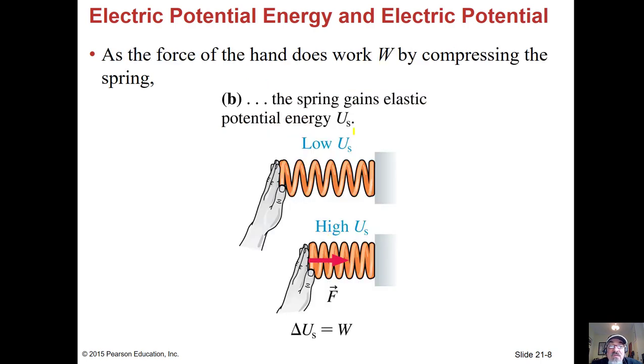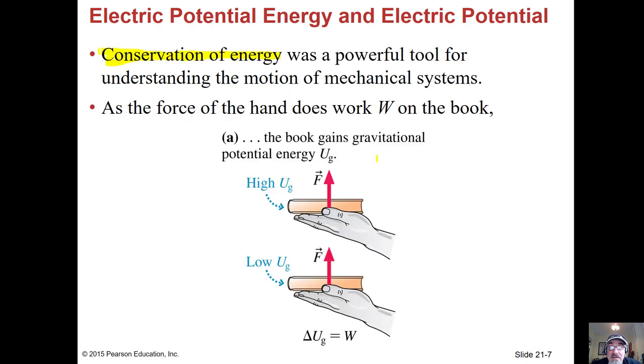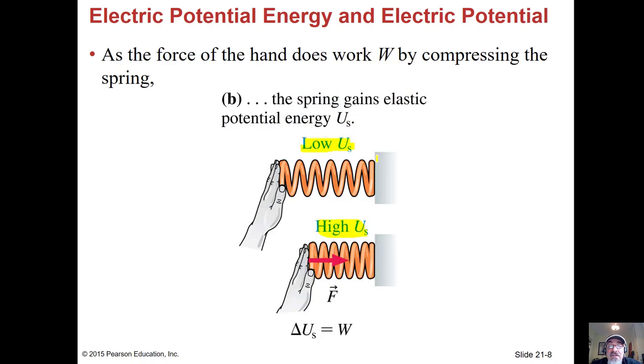Okay, here was a spring. The hand did some work on the spring, low spring potential energy, elastic potential energy we called it. This is higher. So you do some work on the spring, you store energy in the spring. We can do the same thing in this. We'll have energy stored in an electric field. Here, the energy is stored in the gravitational field. Okay, here it's stored in the actual spring.